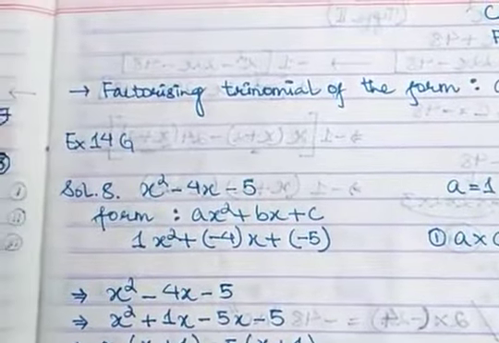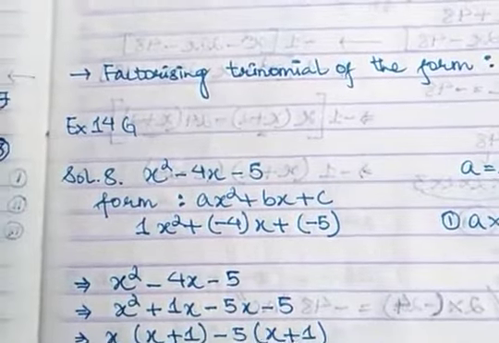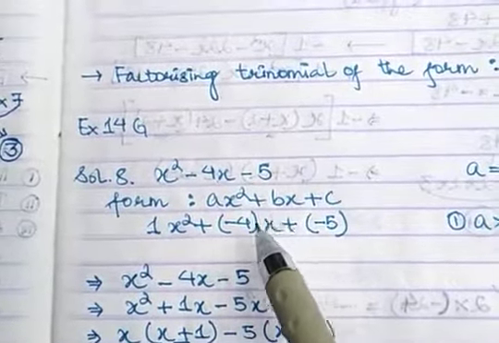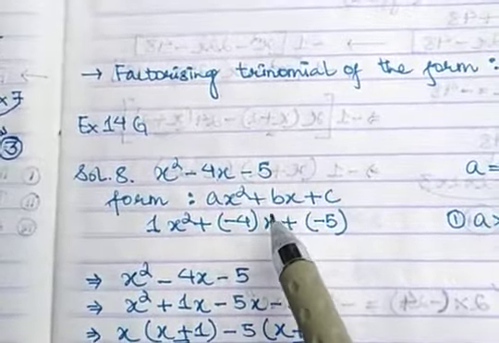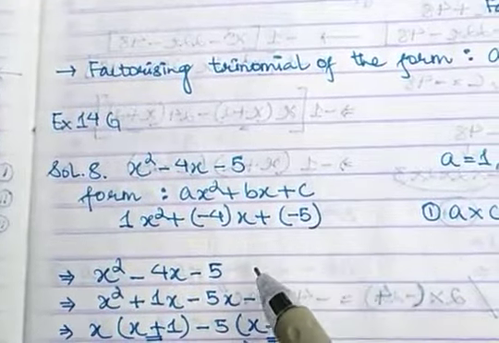The same exercise, that is exercise 14G, question number 8. So I have chosen the question from question number 8, which is x squared minus 4x minus 5. What was the general form? Ax squared plus bx plus c, isn't it? So I have converted the question to that form: 1x squared plus, within the bracket, minus 4x plus, within the bracket, minus 5.